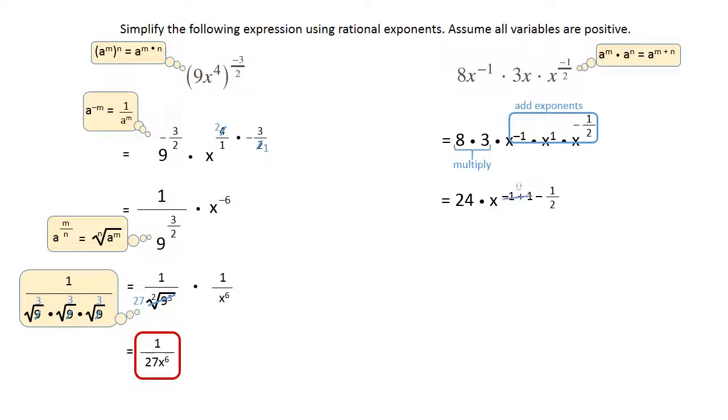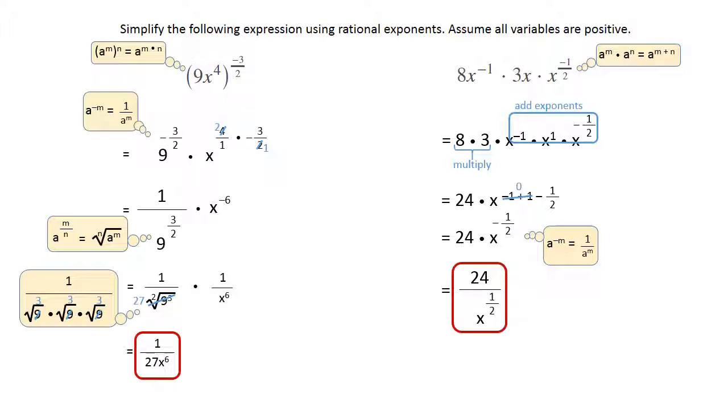Well, what's nice about this is the negative 1 plus 1 zeroes out. I'm just left with x raised to the negative 1/2 power. So I've got 24 times x raised to the negative 1/2 power. And we're going to think of that as the 1 over positive again. So we're going to do 24 over the x to the 1/2, because the 24 doesn't have to go underneath, just the x does, just the x raised to the 1/2. And that, because we are working with rational exponents, is our final answer on this problem. We don't want to change back to a radical if the problem is asking us to use rational exponents.